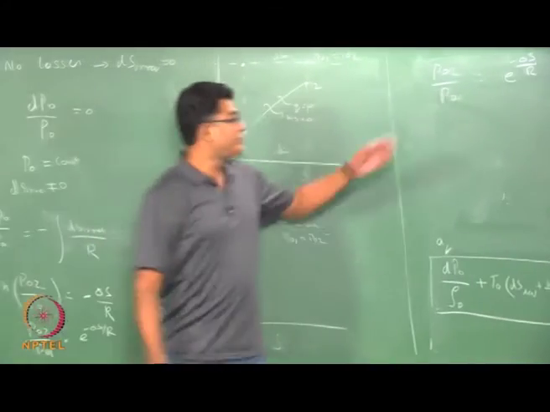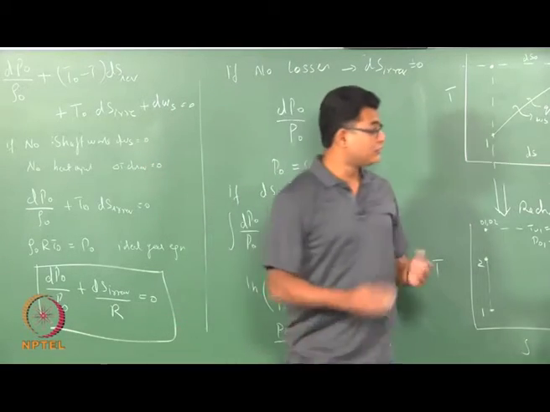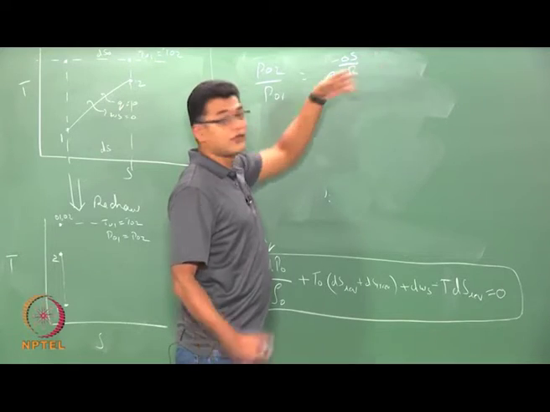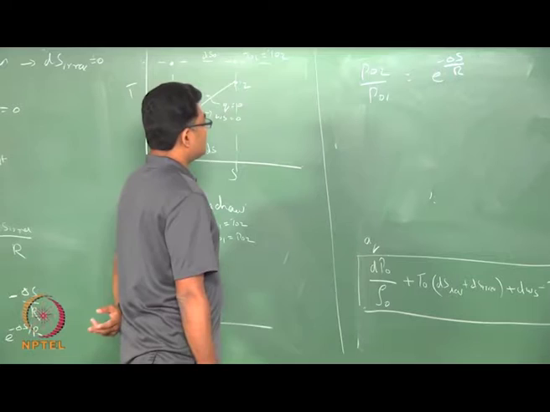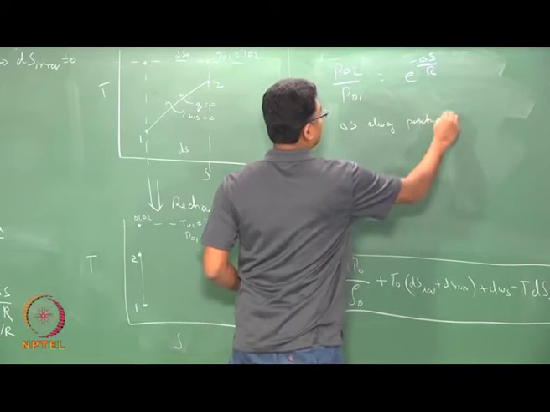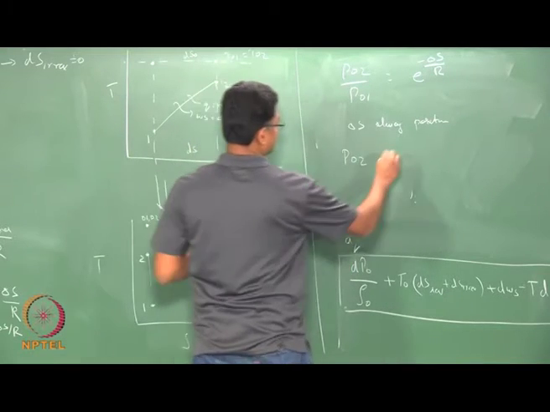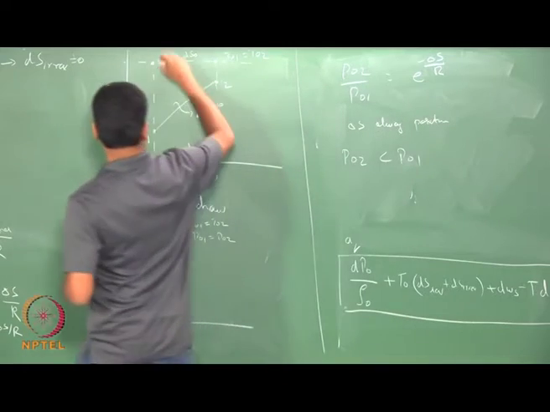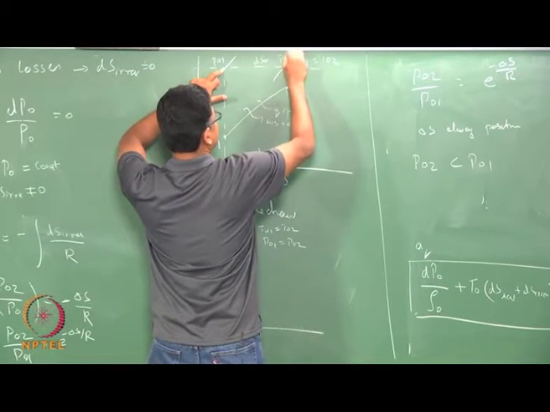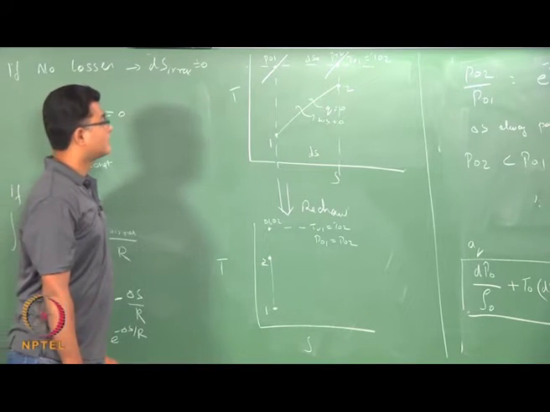So, all your P0 change is due to your irreversibility condition, given that there is no shaft work and no heat input. If those two conditions are satisfied, the changes between P01 and P02 are entirely due to your irreversibility or the losses that are happening in the flow. So, if delta S is always positive, which means your P02 is less than P01. So, if I have a P01 here, this pressure is less than this pressure, if there are losses.